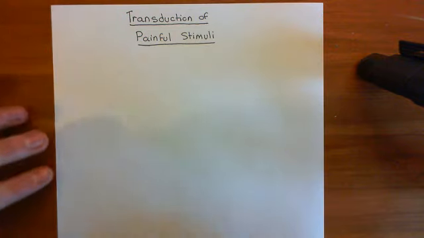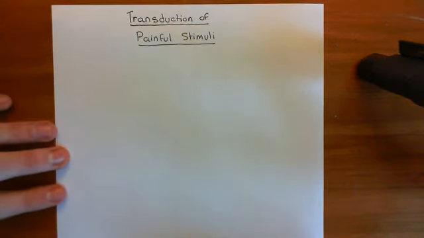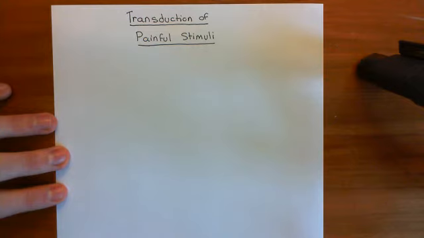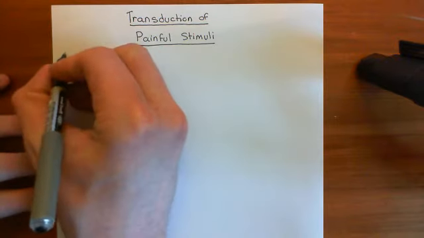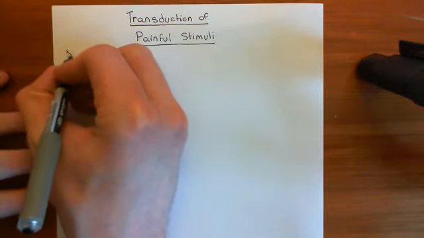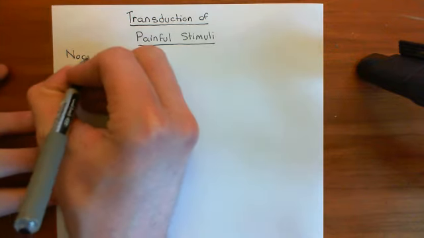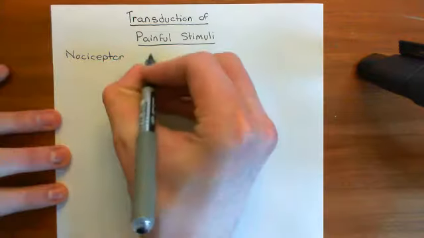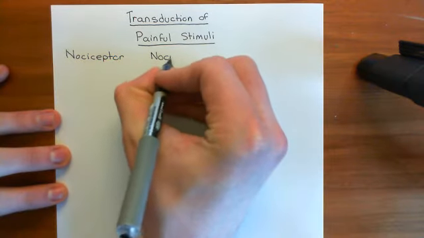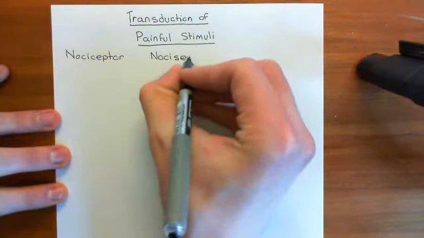We're going to start off with a little bit of terminology, and then we'll move on to look at the anatomy of the skin, and the anatomy of these nociceptive neurons within the skin. Right, so we'll start off with what the difference between a nociceptor and a nocisensor is. So, we're going to start off with this distinction.